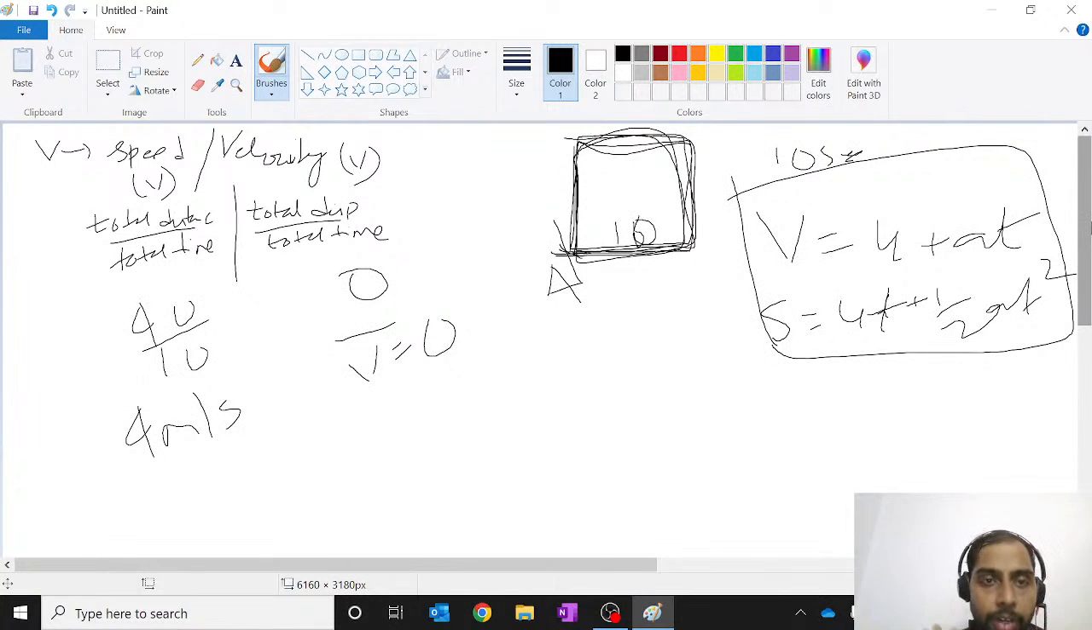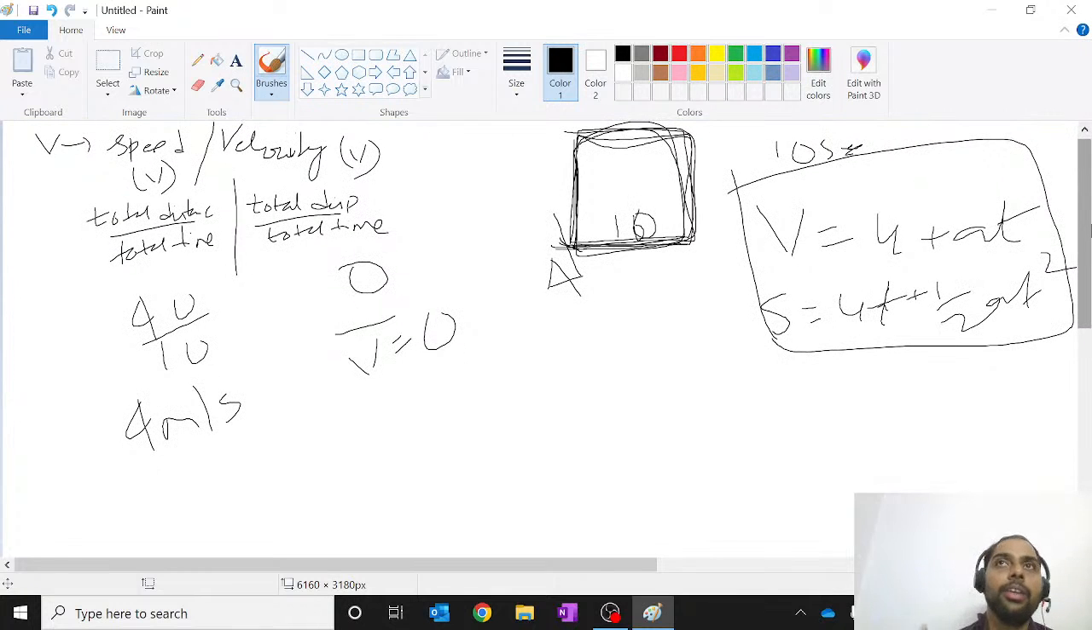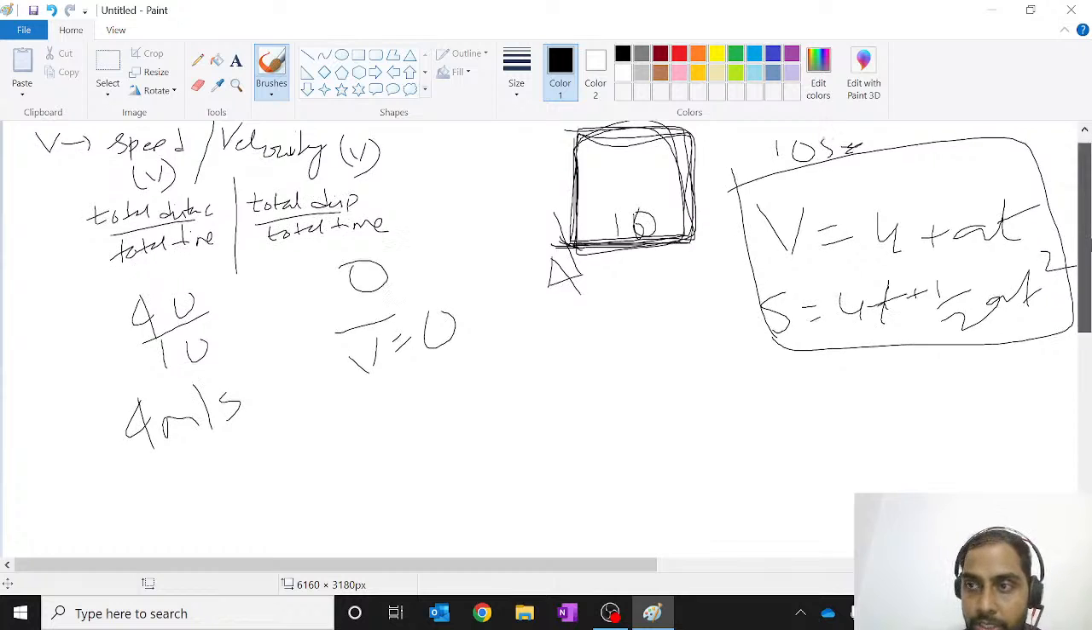Now that you have understood what is speed and what is velocity. Speed is total distance by total time. Velocity is total displacement by total time. Do not get confused. Speed is distance, velocity is displacement. When you divide distance, which is scalar, with time, you get speed, which is scalar. So scalar is equivalent to scalar. That is how you can remember. Displacement being a vector, if you divide by time, you get a vector, which is velocity.